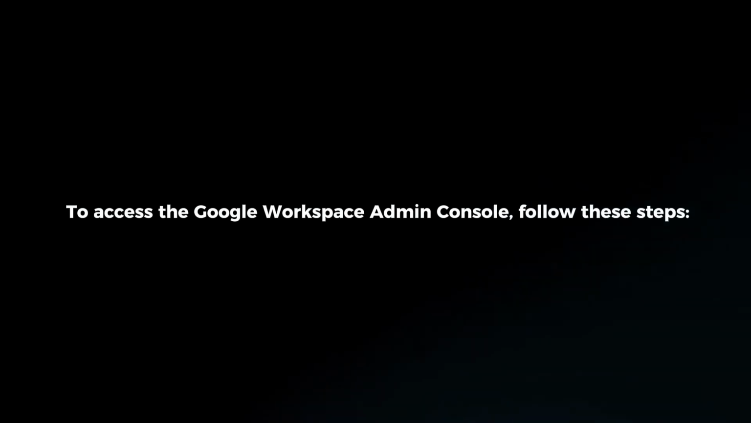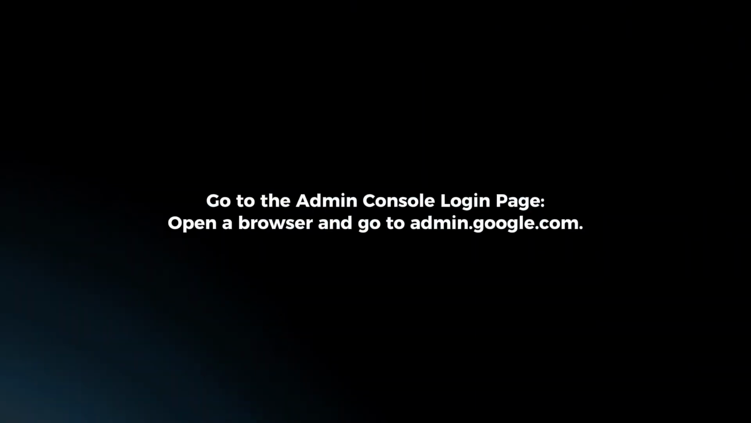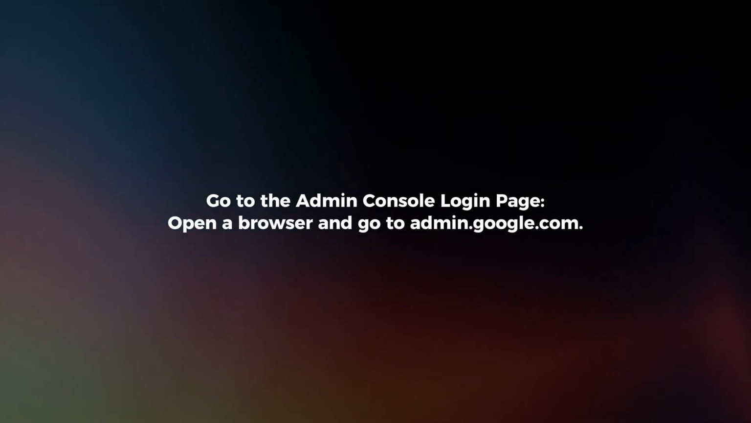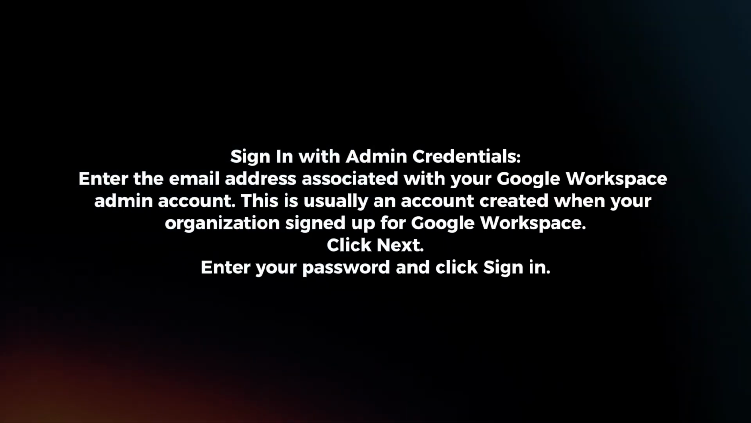To access the Google Workspace admin console, follow these steps. Go to the admin console login page. Open a browser and go to admin.google.com. Sign in with admin credentials.